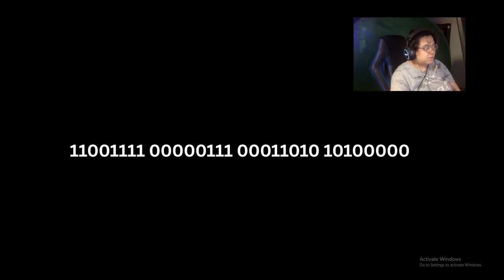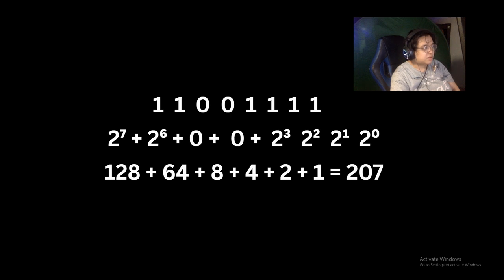The first one, for 11001110, we have to place the corresponding powers of 2, like this. 2 to the power 7 is equal to 128. 2 to the power 6 is equal to 64. 2 to the power 5 is 0, since there's a 0, and 2 to the power 4 is 0, and then 2 to the power 3, which is 8. 2 to the power 2 is 4. 2 to the power of 1 is 2. 2 to the power of 0 is 1. Actually, we have to multiply each by 1, but since it would equal itself, I just simplified it. So 128 plus 64 plus 8 plus 4 plus 2 plus 1 is equal to 207.